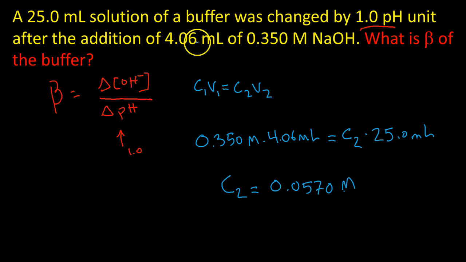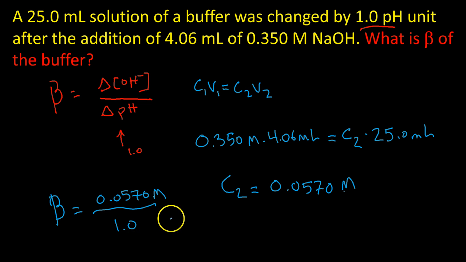All right. And so you'll see here that what we did was essentially convert from this and to this. So what we saw was that by changing the concentration by this much in our buffer solution, we changed the pH by 1. So the beta in this case is relatively simple because we can just plug our concentration in the top. So that's 0.0570 molar divided by the amount of pH that's changed, which is 1.0. So this beta just equals 0.0570 moles per pH. Okay, so that is our buffer capacity. So that's how you calculate it quantitatively.